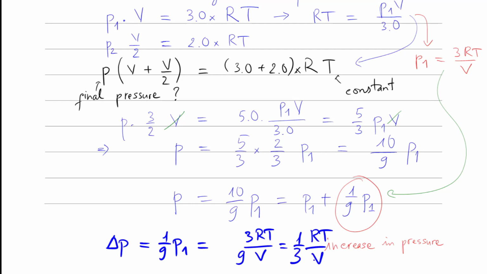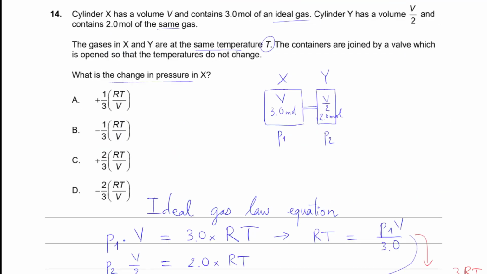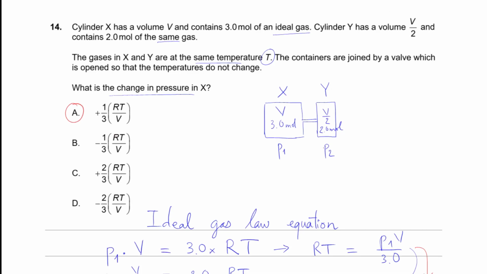So come back to the four options. We see that option A is the one that we choose in accordance with our calculation. And because this is the increase, the rise in the pressure, so it must be a plus, not a minus, okay? And that is 1/3 of RT over V.